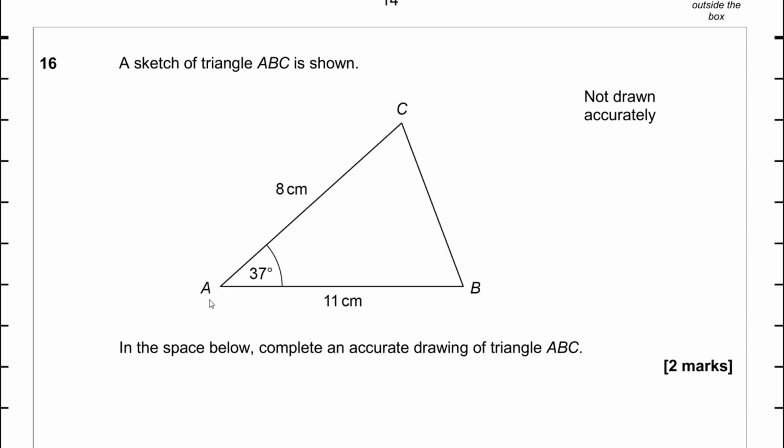Let's see. The line AB is given and it's 11 centimeters. Then what we need to find is this corner C. It is 8 centimeters away from A. So we're going to use a ruler to measure the 8 centimeters, and we need to use a protractor to measure this 37 degree. So if you're ready with your tools, go together with me.